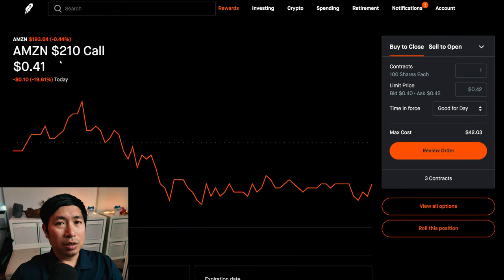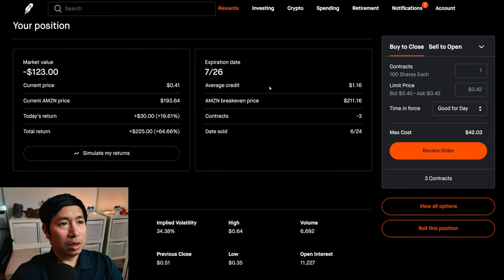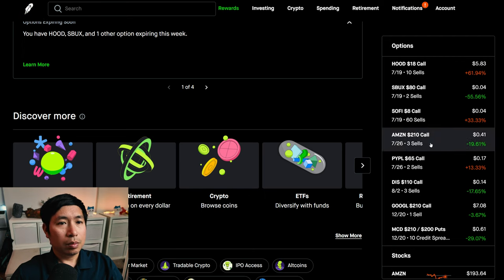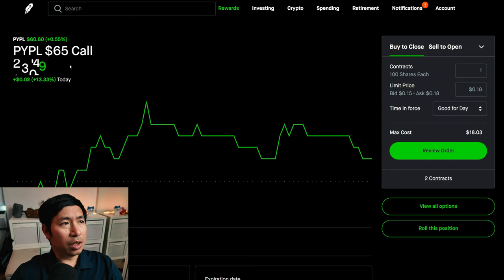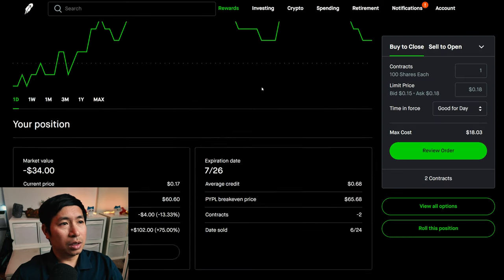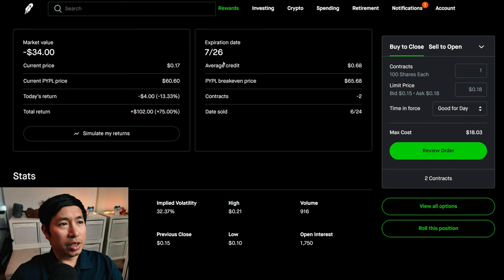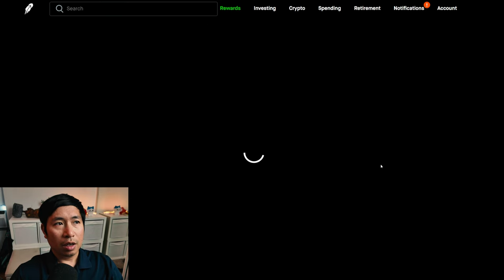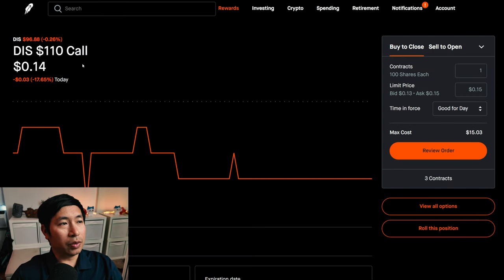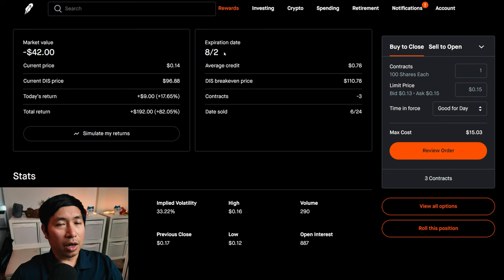I'm selling Amazon $210 covered calls. These expire July 26. My total return, $225. I'm selling PayPal $65 covered calls. These expire July 26. My total return, $102. I'm selling Disney $110 covered calls. These expire August 2. My total return, $192.